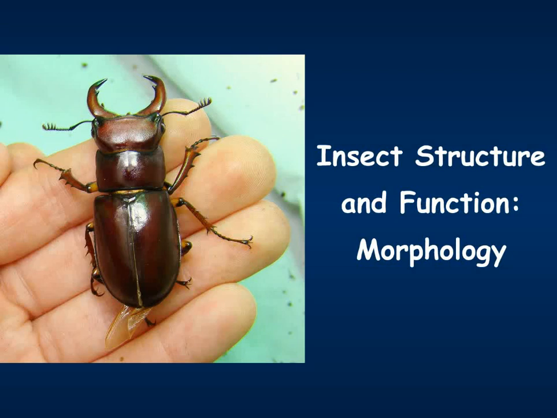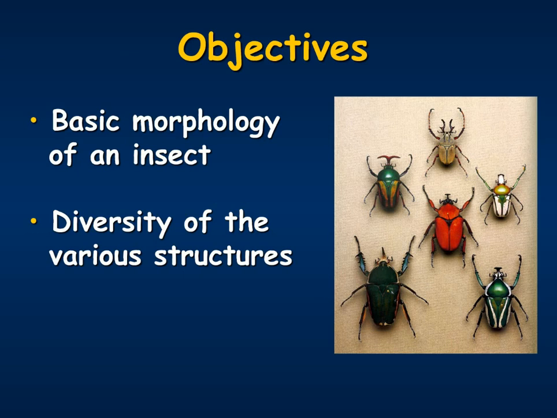Okay, so over the next few lectures, we're going to be focusing on insect structure and function, specifically on the topic of morphology. So what are our objectives? We're going to be talking about the basic morphology of an insect and the diversity of the various structures that exist on an insect's body.